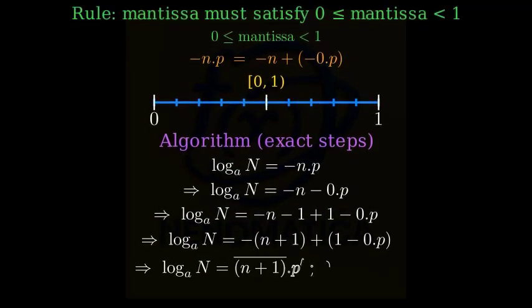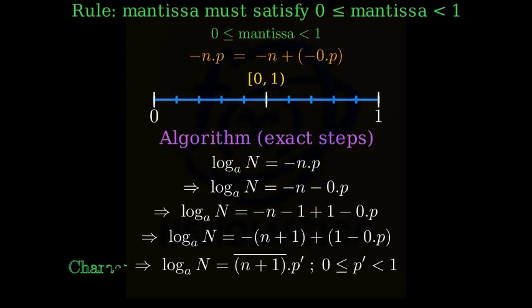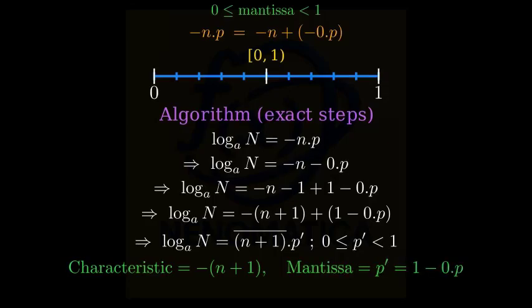Step 5. Therefore, log base a of n equals overline of n plus 1 dot p prime; 0 less than or equal to p prime less than 1. Conclusion: in this case, the characteristic is minus n plus 1. The mantissa is p prime equal to 1 minus 0 point p.